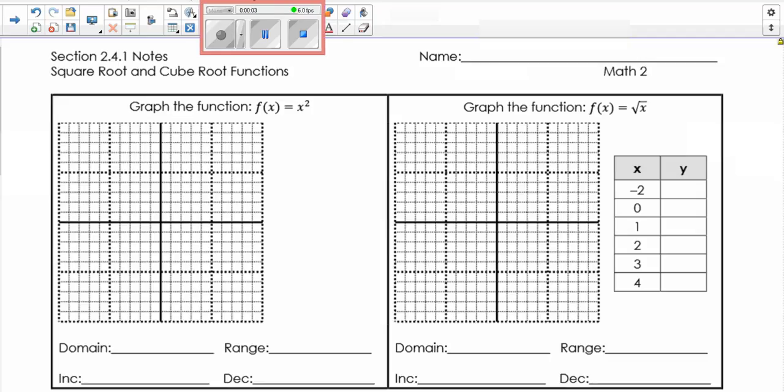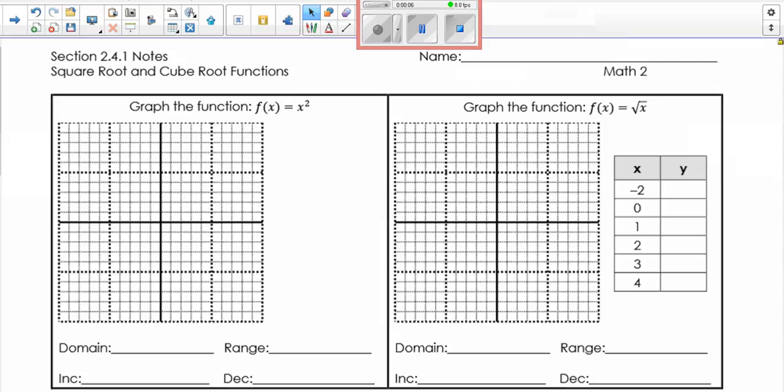Okay, you guys do not need to take notes on this. This is more of just a listen and get so that hopefully Monday's lesson is a little bit easier. So we're going to start talking about some new functions.